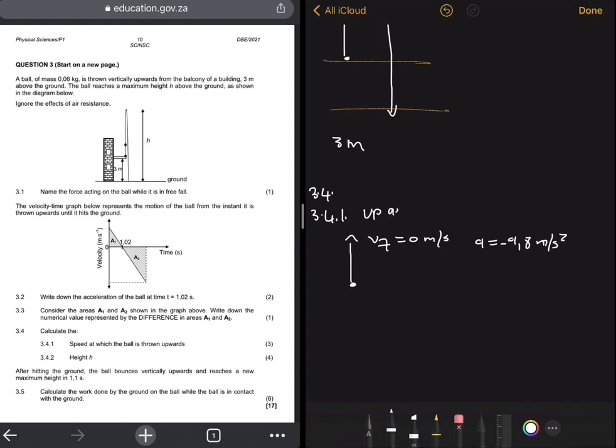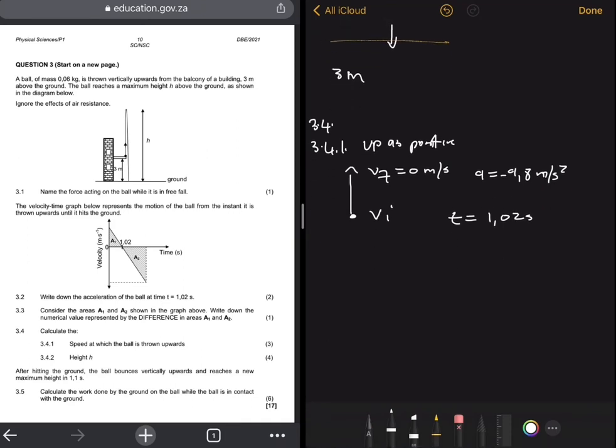I'm taking up as positive, right? So that's why acceleration is negative. So here we have to find VI. And then we know from the VT graph that at the maximum height, T equals 1.02 seconds. So we have this, this, and this, and we are looking for this.